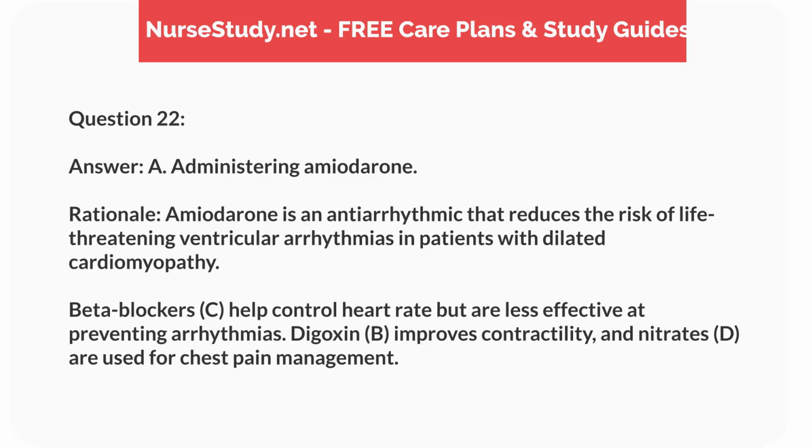Rationale: amiodarone is an antiarrhythmic that reduces the risk of life-threatening ventricular arrhythmias in patients with dilated cardiomyopathy. Beta blockers, C, help control heart rate but are less effective at preventing arrhythmias. Digoxin, B, improves contractility, and nitrates, D, are used for chest pain management.